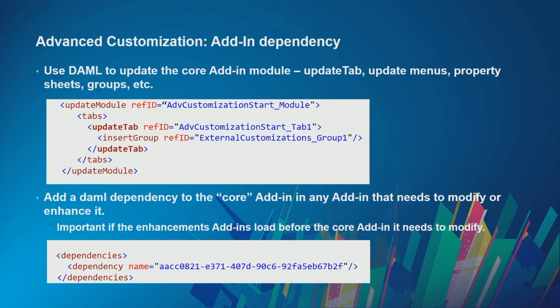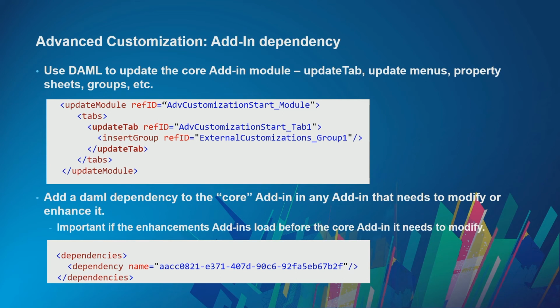Here are the steps. First, we use the DAML to update the core add-in. So here in the snippet at the top, you include this snippet in your new add-in. Set the update module element. Set its ref ID attribute to the module ID of your core add-in. And then use the update tab child element. Set its ref ID to the ID of your Acme tab.